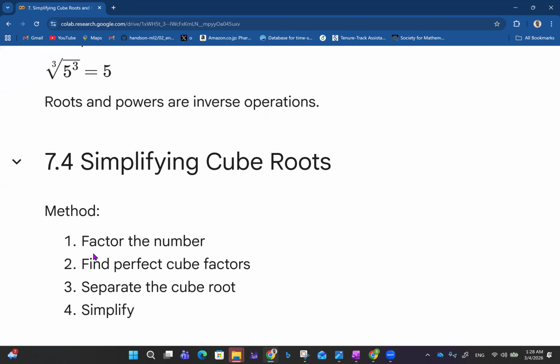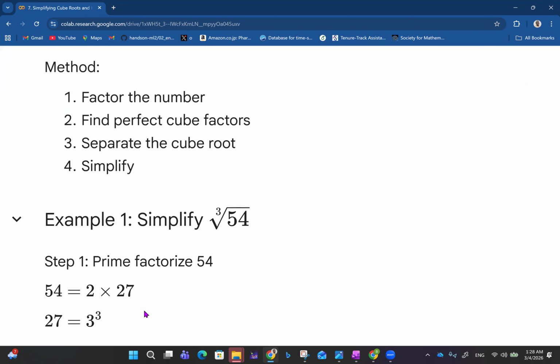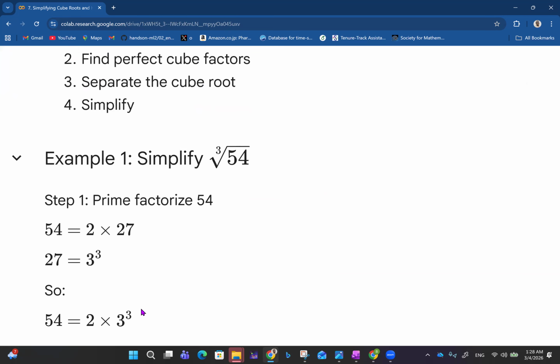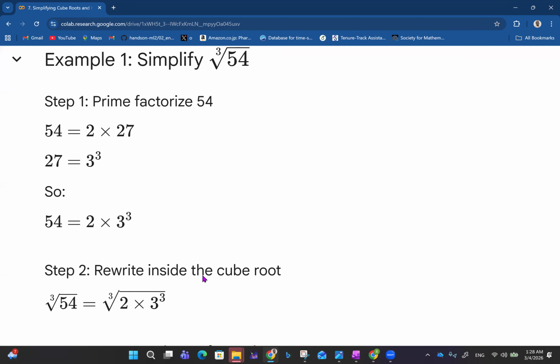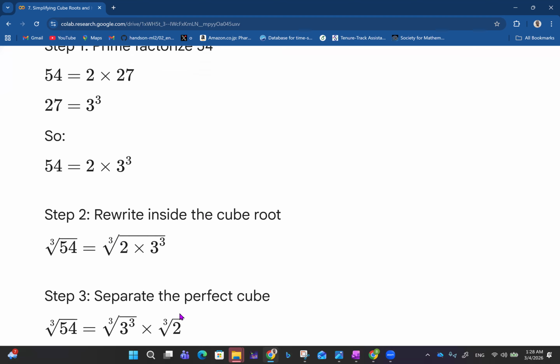The method: you factor the number. To simplify cube roots, you factor the number just like we did with square roots, and then you find the perfect cube factors and separate the cube roots, and then you can simplify. For instance, you have the cube root of 54. For prime factorization, 54 is 2 times 27, and 27 is 3 raised power 3. So you have 54 as 2 times 3 raised power 3.